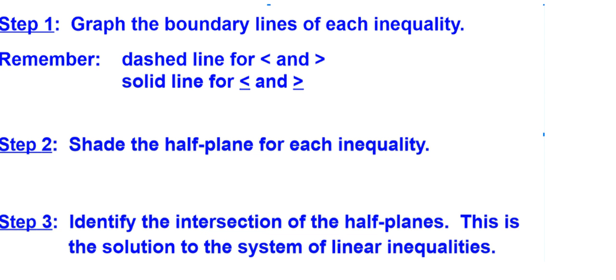Remember, a dashed line is used for less than and greater than, while a solid line is used for less than or equal to and greater than or equal to. Step 2 is shade the half plane for each inequality. And step 3, identify the intersection of the half planes. This is the solution to the system of inequalities.